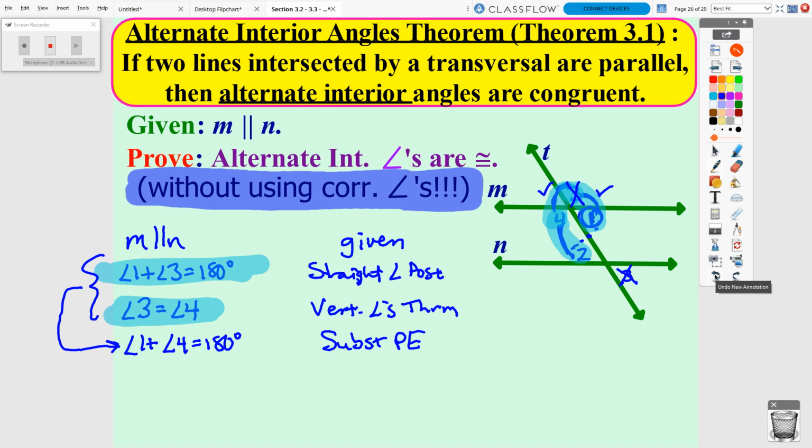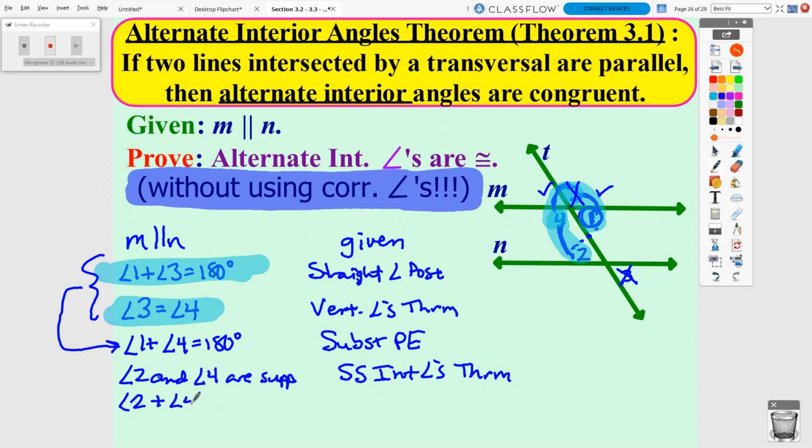And some of you are going to jump the gun at the start line here and go, oh, well, that means they add up to be 180. No, it means that they're supplementary. You have to start with that. So first, I have to state that angle 2 and angle 4 are supplementary by the same side interior angles theorem. And then we get to make that little baby step. Well, what does it mean that they're supplementary? It means that they add up to equal 180 degrees by definition of supplementary.